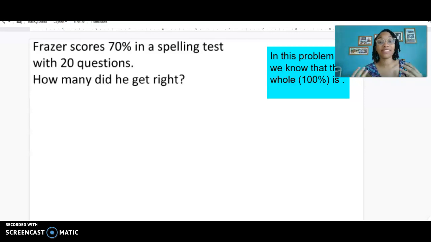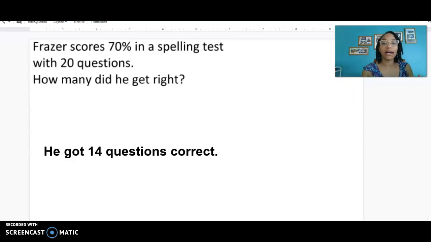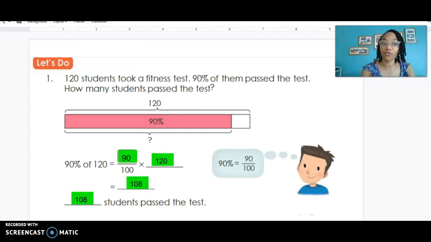Remember, percent always means out of 100. So we do 70 out of 100 times 20 over 1, if you would like to do that. Okay, then we can simplify and we find out that he got 14 questions correct. Use this as you come up with your grades. I hope that you've been practicing these problems using the visual aids that we've determined, like bar models and your fraction multiplication. In your next activity, you're going to find the percentage of a quantity all on your own. Good luck.